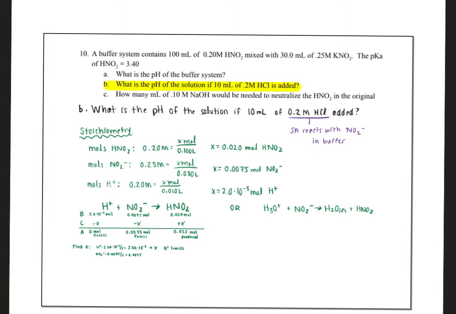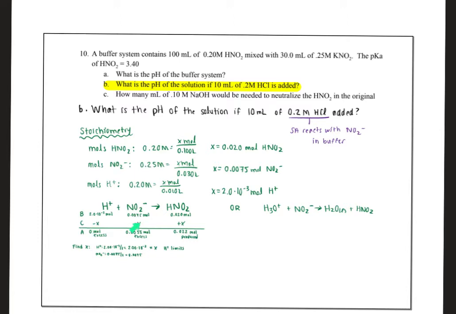For the NO2 minus, remember KNO2, the K is a spectator ion. It comes from the strong base KOH. So the K+ does not have any acidic or basic properties, but NO2 minus is my conjugate base. So we'll take the 0.0300 liters and times that by 0.25, crisscross multiply, gives me the moles of NO2 minus to start. And then we're adding from letter B, we're adding to it 10 mL of 0.2 molar. So that's 0.01 liters and then times 0.2. So that gives me the starting moles of the H+. So I put that in my beginning.